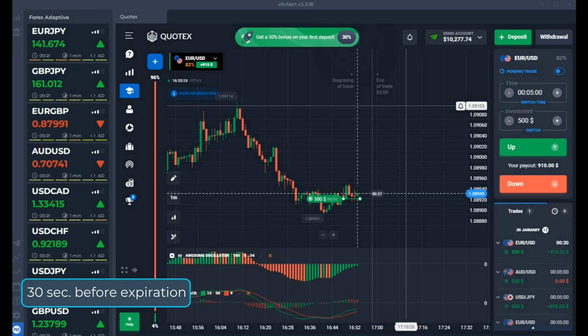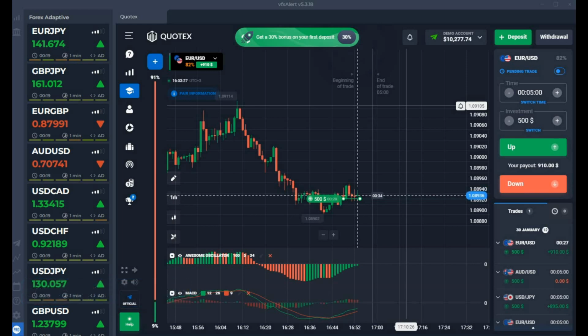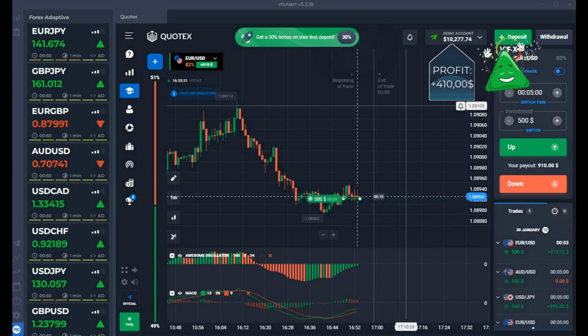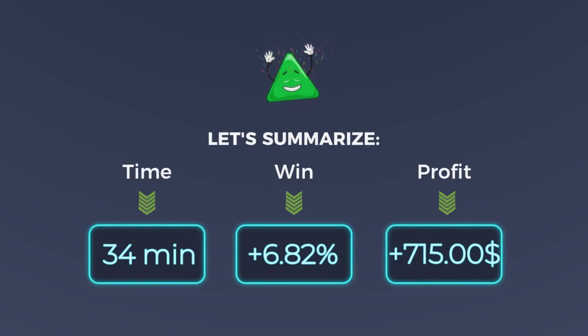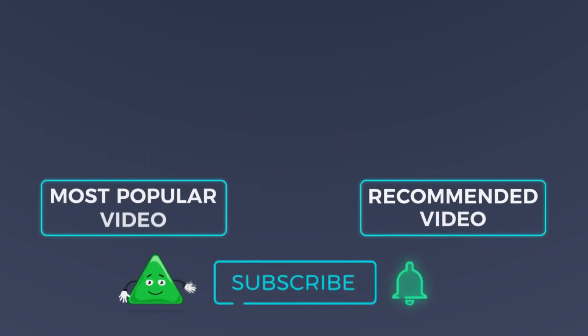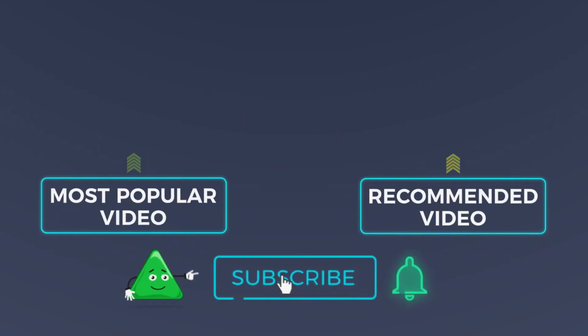Expiration soon. Flat near the opening level. If the profit ends the trade. We close the profit and summarize. In less than 34 minutes profit $715 or plus 7% to deposit. It is a very good result.